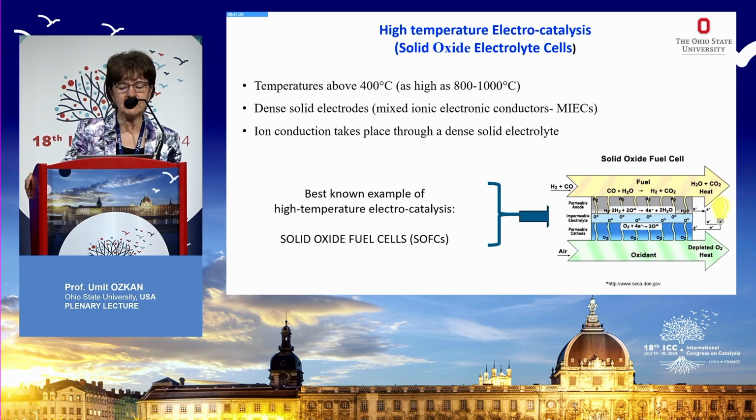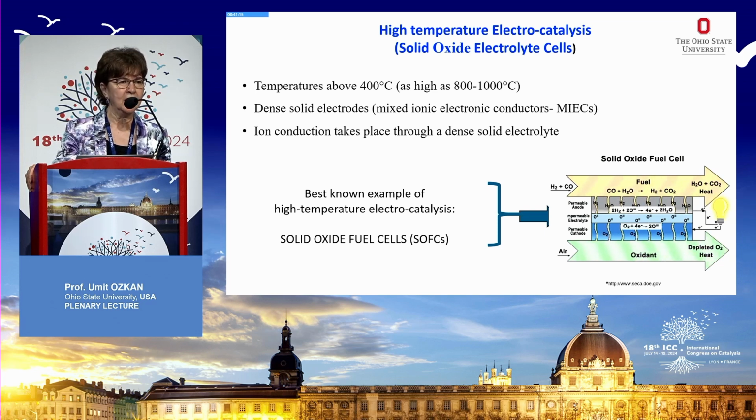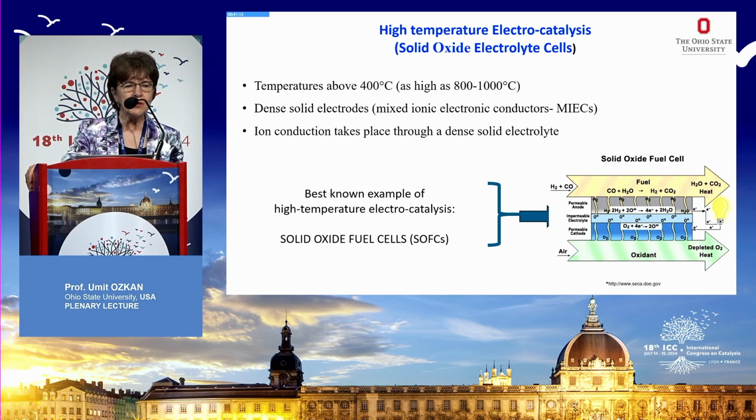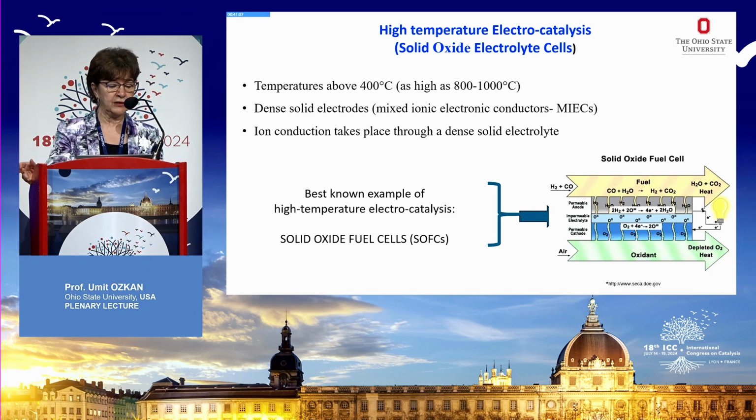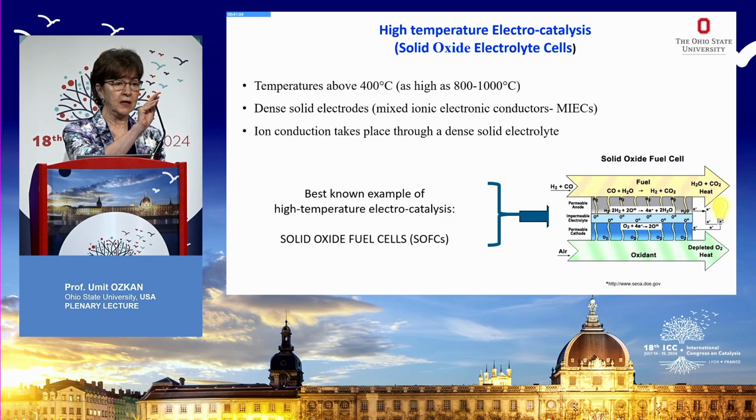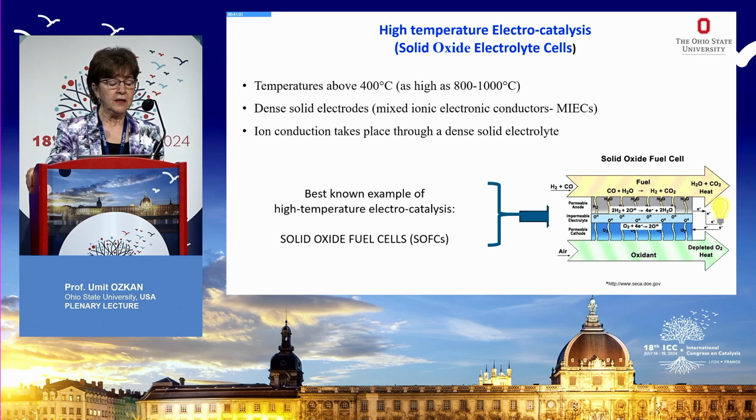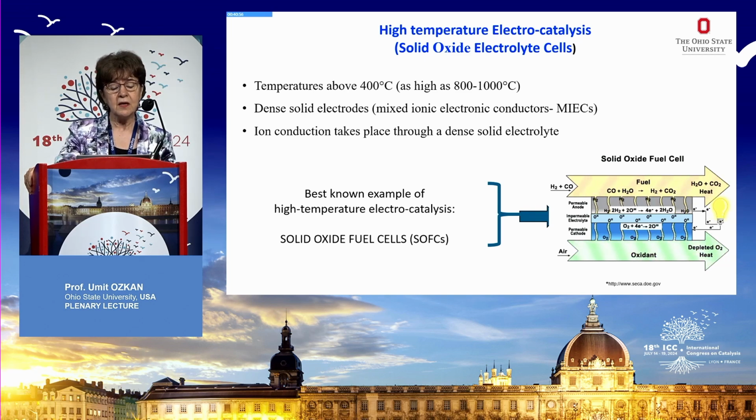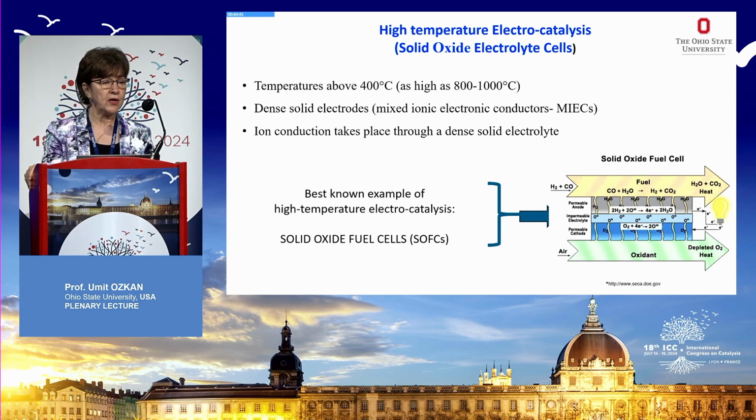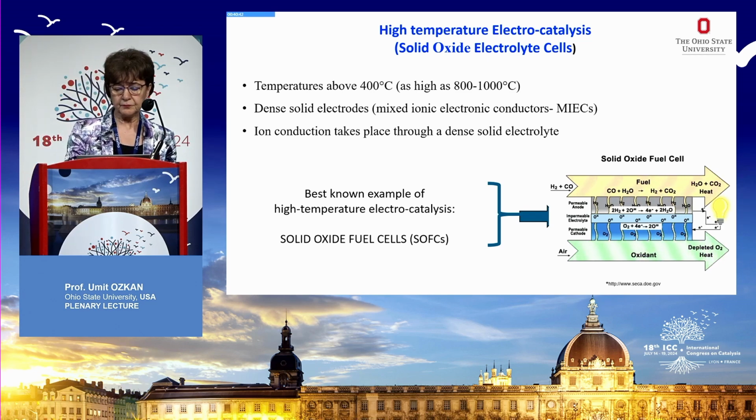So I'm going to talk about high-temperature electrocatalysis, but focusing mostly on solid oxide electrolyte cells. These are electrolytic cells that operate at temperatures above 400 degrees centigrade. It may be as high as 800 or 1,000 degrees C. They have dense solid electrodes. These are usually mixed ionic electronic conductors. Ion conduction takes place through a dense solid electrolyte, and the best known example of high temperature electrocatalysis is, of course, solid oxide fuel cells.